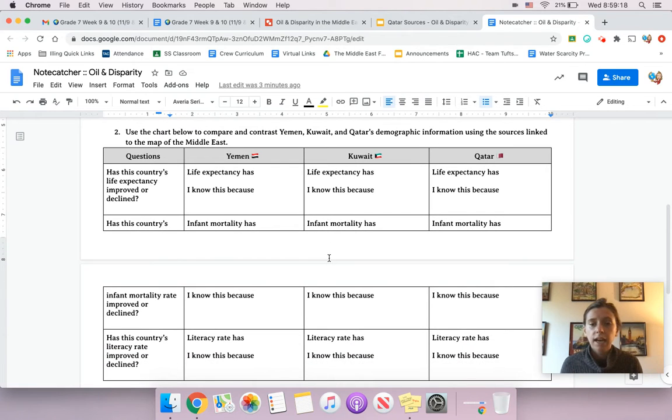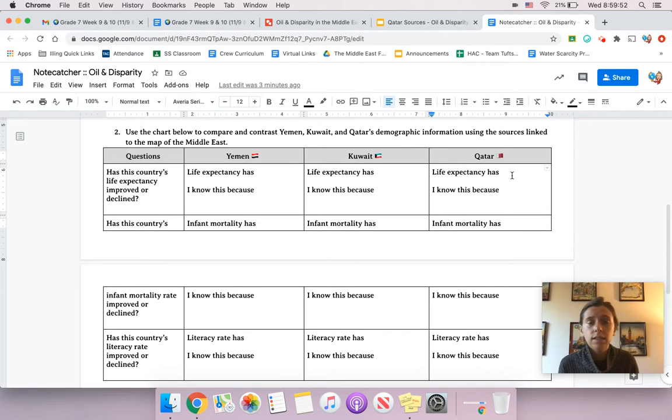The next big task for you is this chart, and this is where you're really going to have to dive into the demographic information about each country. So I have Qatar open, so let me show you how I would fill out this first question about Qatar. I need to figure out, has Qatar's life expectancy improved or declined? So if life expectancy is improving, people are living longer. That's generally considered to be a good thing. If life expectancy is declining, people are living shorter lives. And that could be for a number of reasons.